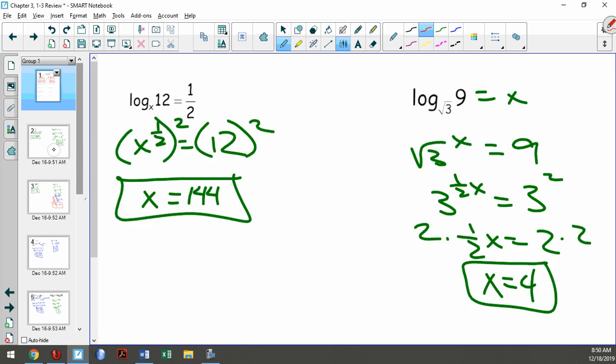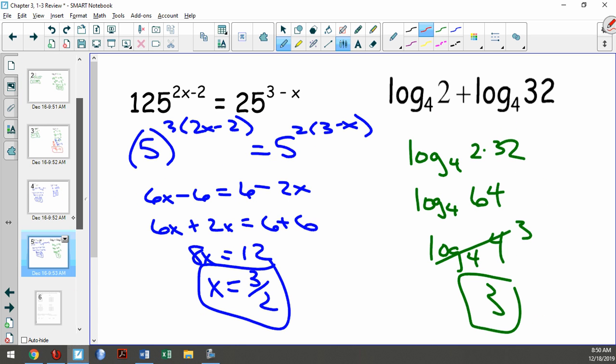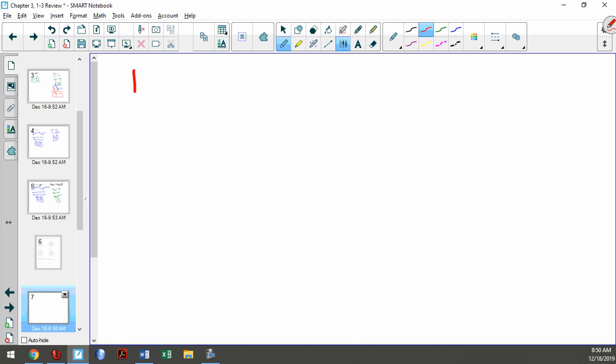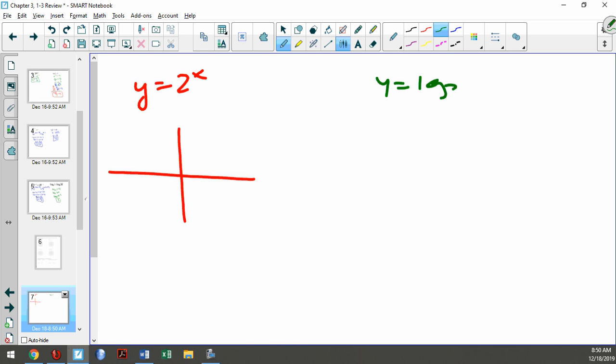So that is going to bring me to today's topic, which is going to be the graphs. Okay, now let's talk about our graphs a little bit. You have 4 problems that are graphs. You have 2 exponential and 2 logarithms. Now, I'm simply going to come over here. I'm going to do y is equal to 2 to the x, and then I'm going to do y is equal to log base 2 of x. Those 2 functions are inverses. Do we all understand that?